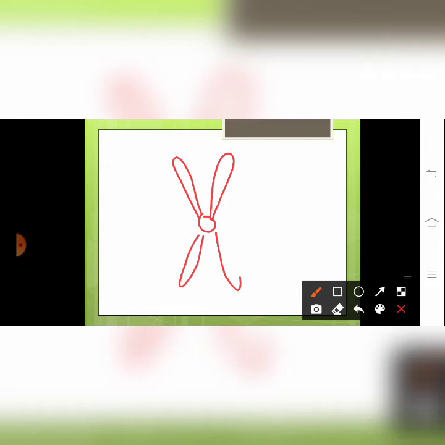So if you consider this as a chromosome, this is the original chromatid, and this is the copied chromatid made during the S phase of interphase. Clear? So during mitosis, these two chromatids are going to separate, and that is how the chromosome number is going to become 2n in each of the daughter cells. Clear?